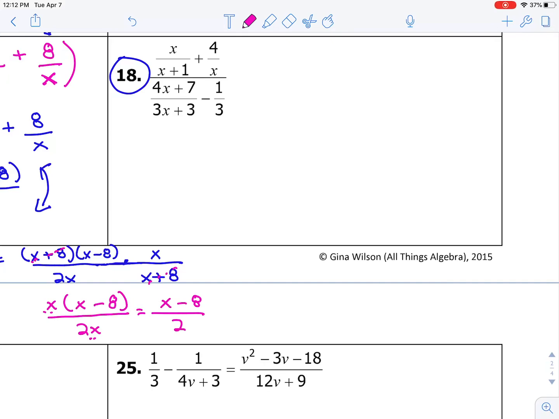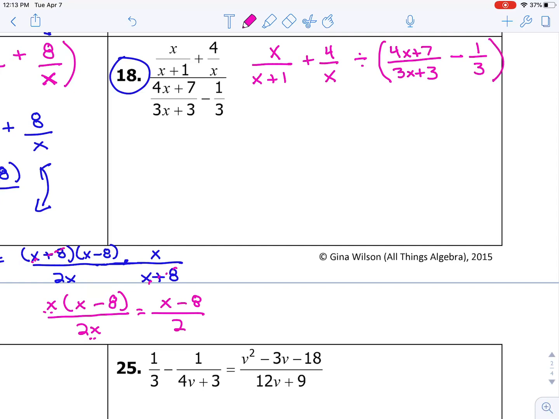Okay, video 2. Let's start by writing these next to each other. And thankfully the variable is x, so we don't need to change it. So we're going to have x over x plus 1 plus 4 over x, not 4x, 4 over x. And that's going to be divided by, remember, the entire quantity of 4x plus 7 over 3x plus 3 minus 1/3.